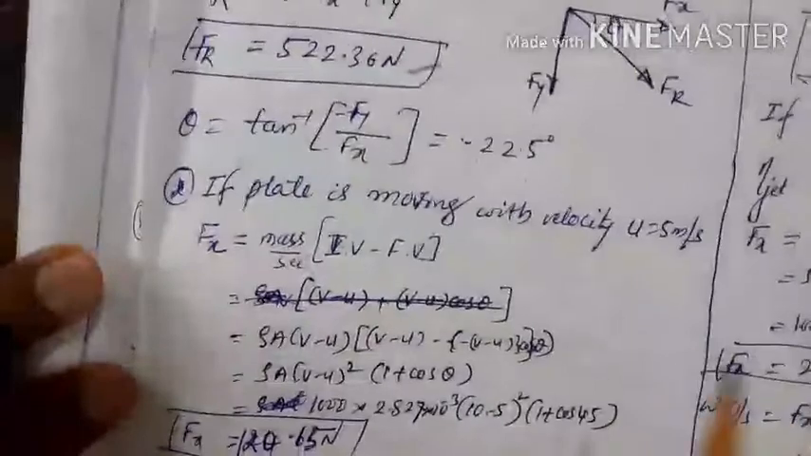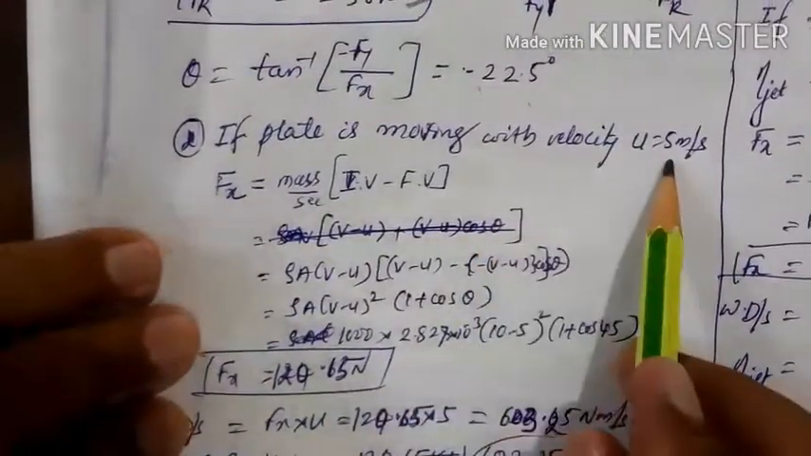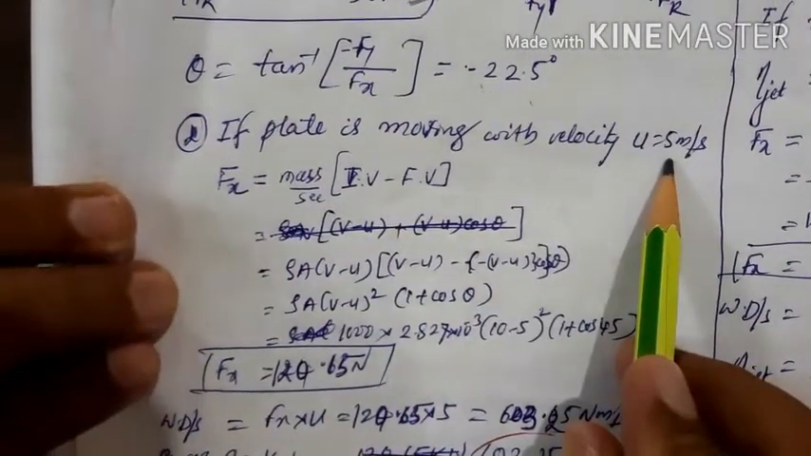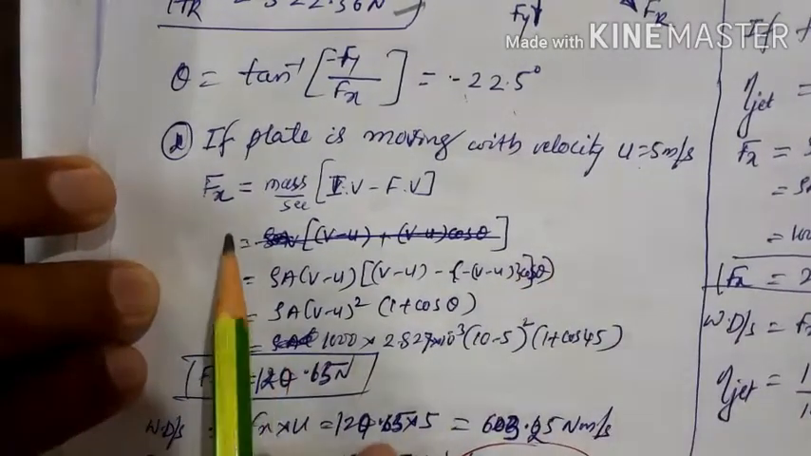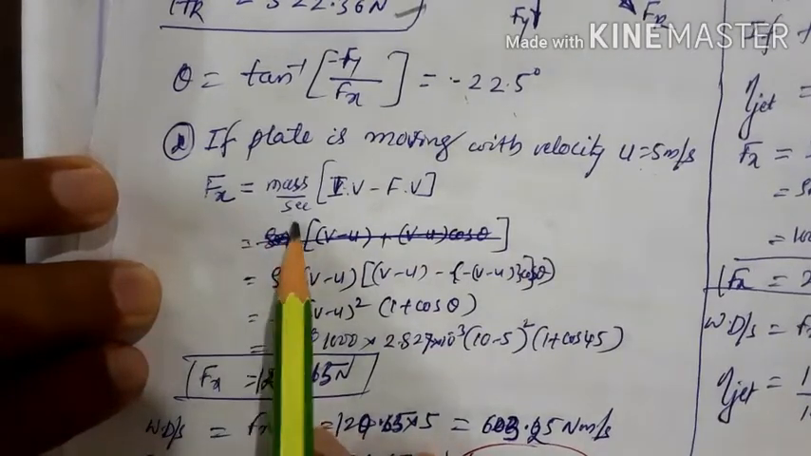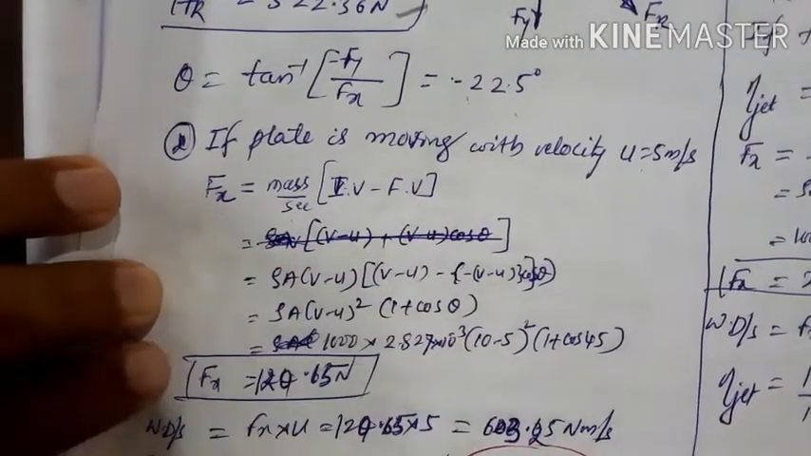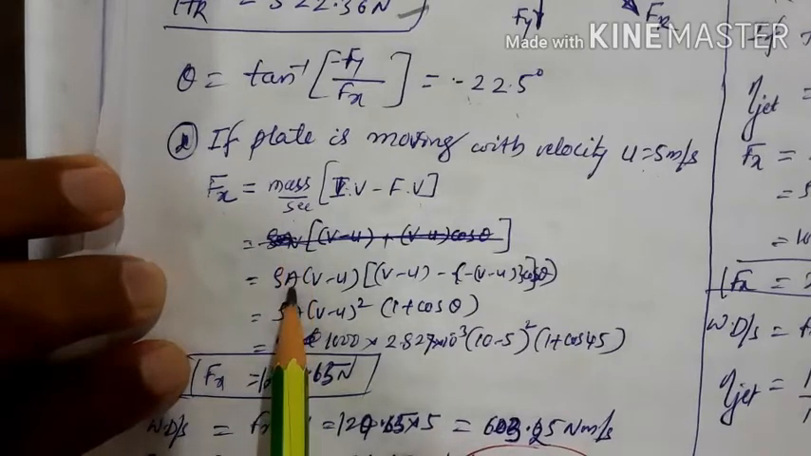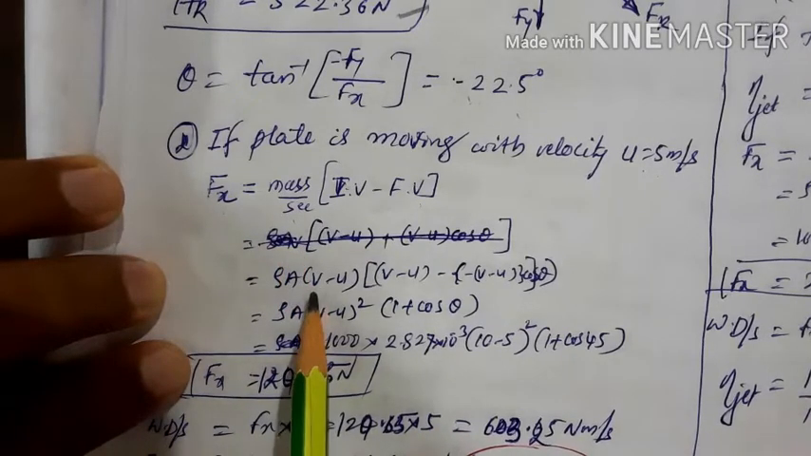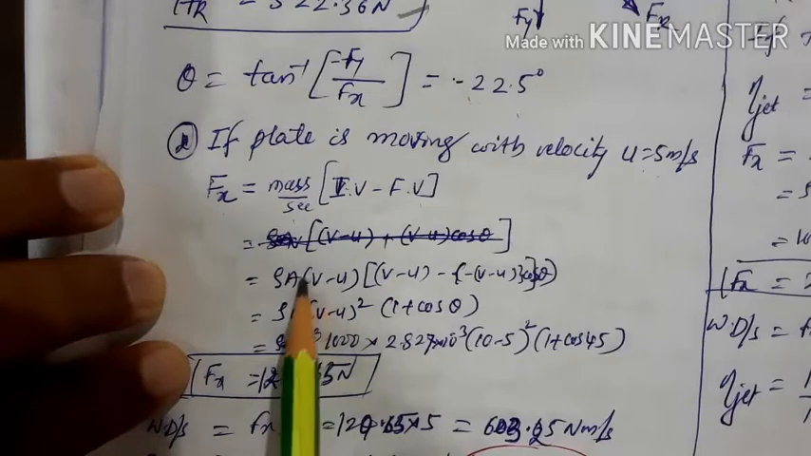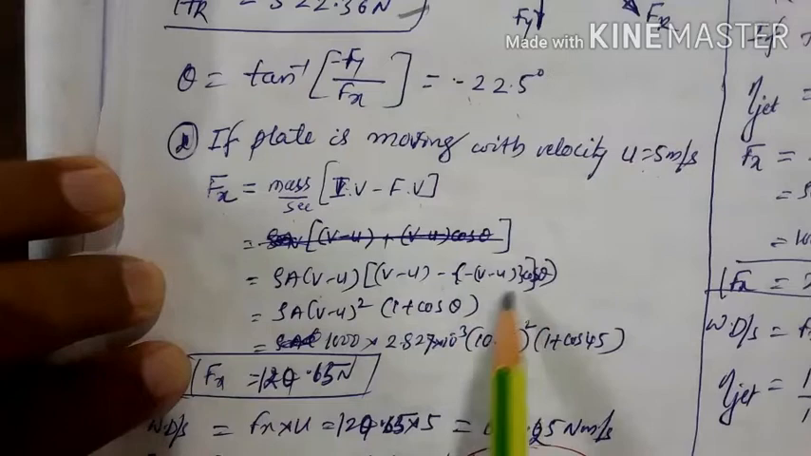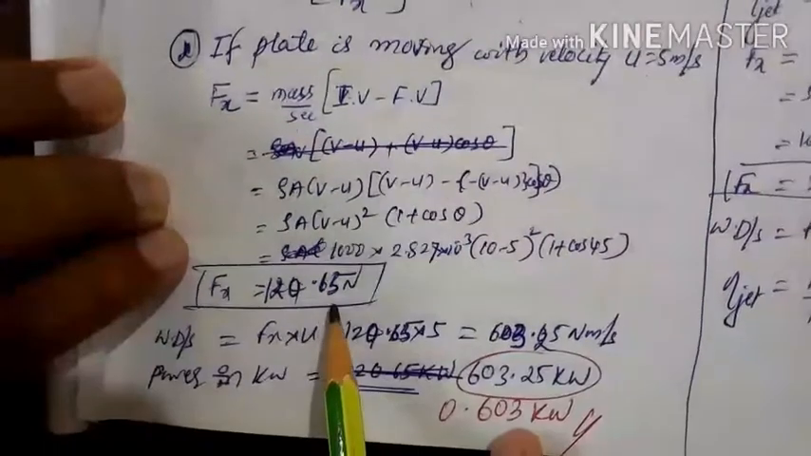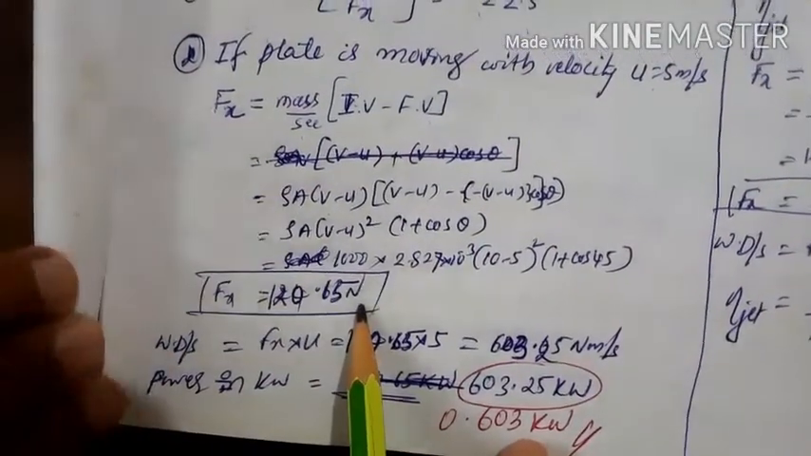Then the next case is given: if the vane is moving, if the plate is moving with a velocity u equal to 5 meter per second. So what is the efficiency of the jet, they have asked. Then calculate Fx, mass per second, then initial velocity minus final velocity. We know for a moving case we have to take the effective velocity as the relative velocity, that is v minus u, then into bracket v minus u minus of v minus u cos theta. Then finally we get Fx equal to 120.65 Newton.